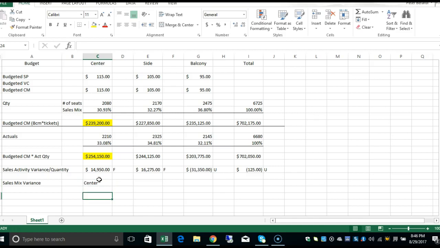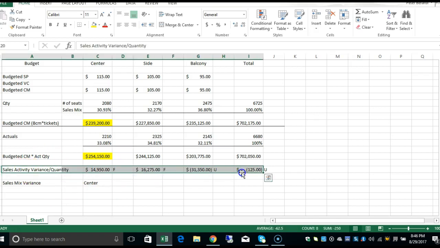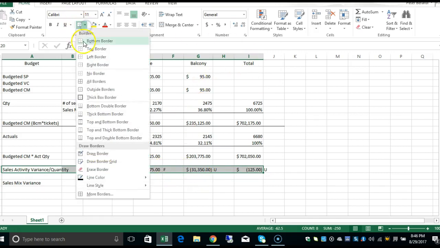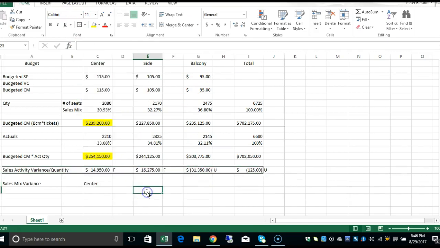We're going to do 3 columns like we did here. Again, this is the sales activity variance right here. The center was favorable, the side was favorable, the balcony was unfavorable. So let's look at the center and break down this $14,950. Behind this $14,950 favorable variance is a breakdown of a sales mix and a sales quantity.